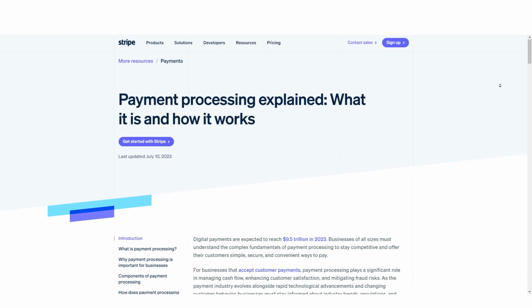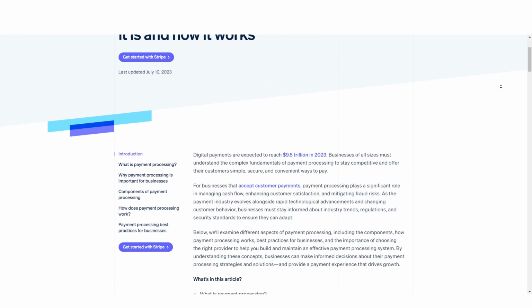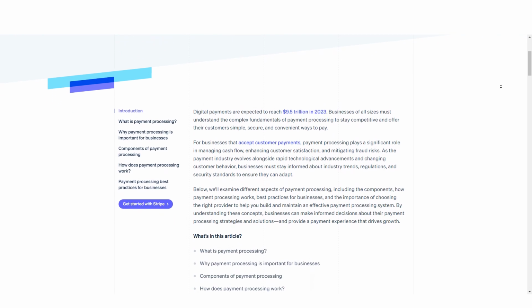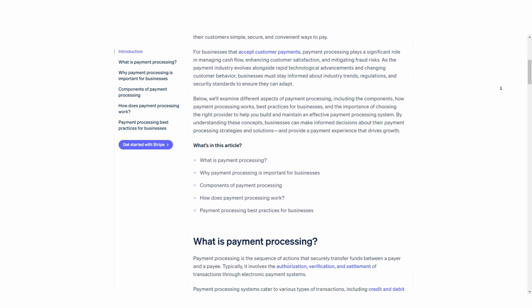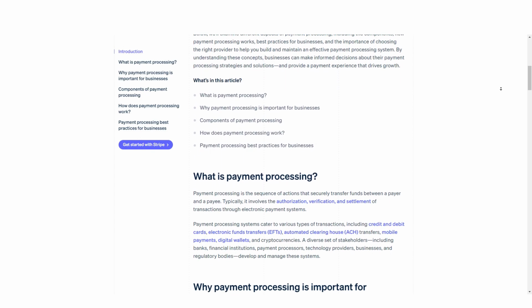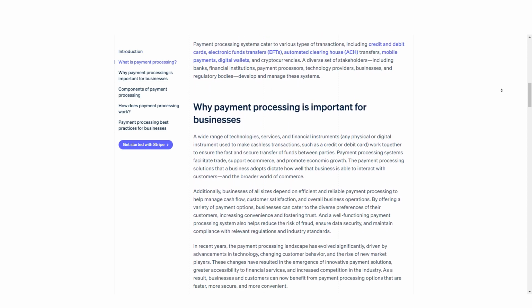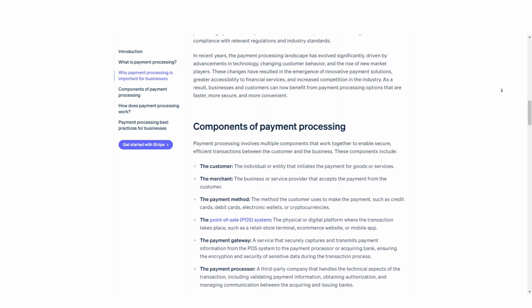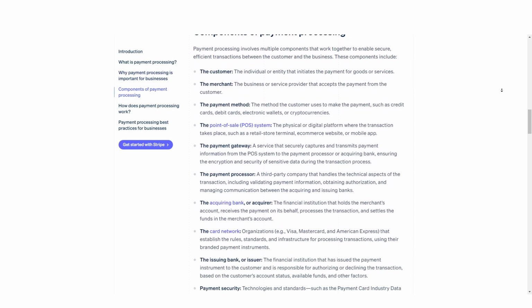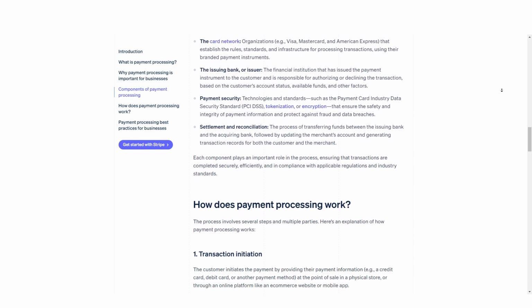Stripe is a widely used payment processing platform known for its ease of integration and robust features. It supports a variety of payment methods, including credit cards, debit cards, and digital wallets. Stripe offers features such as recurring billing, invoicing, and subscription management. Developers appreciate Stripe's extensive documentation, APIs, and SDKs, making it easy to customize payment flows and integrate with existing systems.